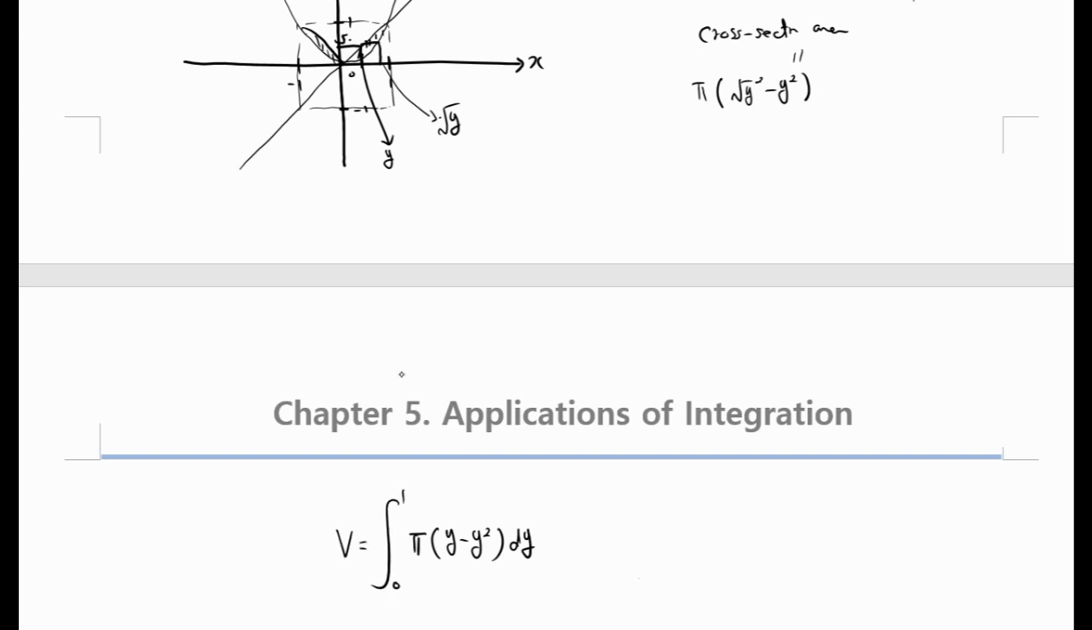So the volume is pi times 1 over 2 y squared minus 1 over 3 y cubed, from y equals 0 to y equals 1. This is pi times 1 over 2 minus 1 over 3, and this is pi over 6. This is the answer.